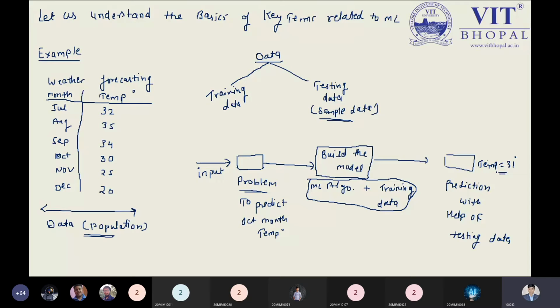So this is the machine learning approach. We will not use any other data for the training data or testing data. We will choose random data for training and testing from our entire population of data. That is the point. So this idea should be clear to all, how the machine learning model will work. This is the point we have to keep in mind.